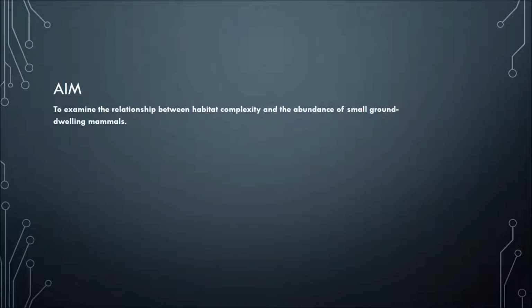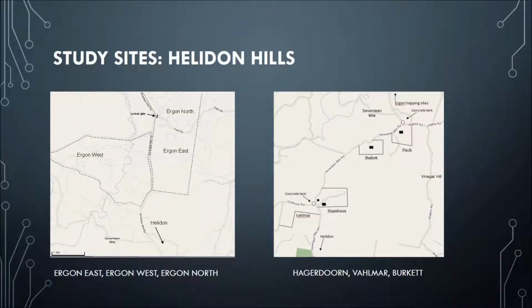The aim of this study was to examine the relationship between habitat complexity and the abundance of small, ground-dwelling mammals. The study was conducted over 6 sites within the Helidon Hills area, each of which had been subject to different levels of disturbance in terms of fire and logging history.